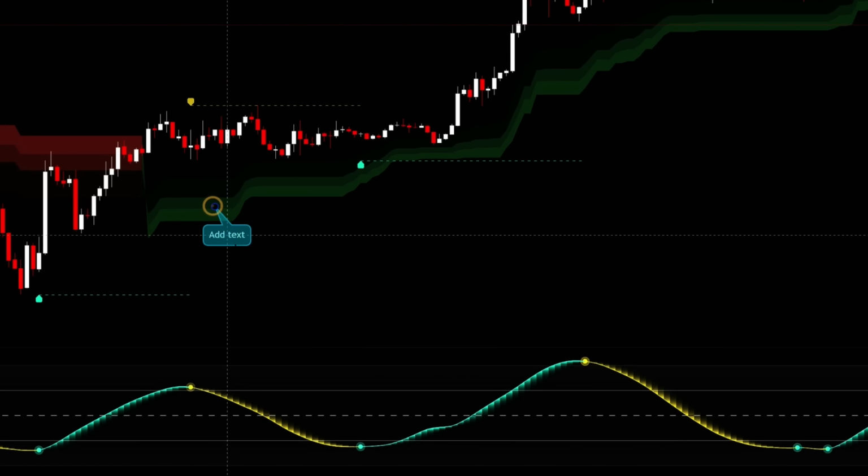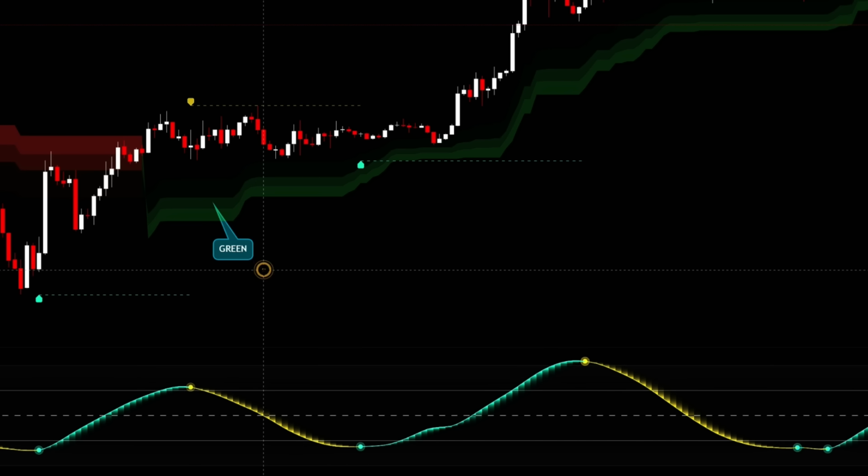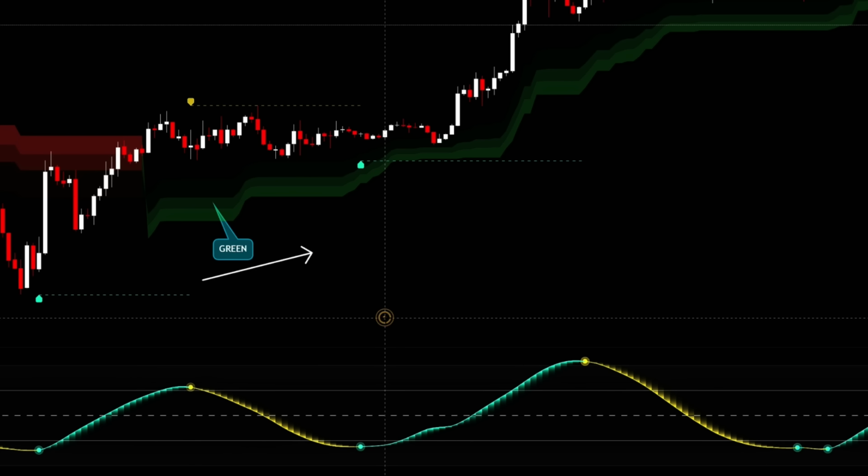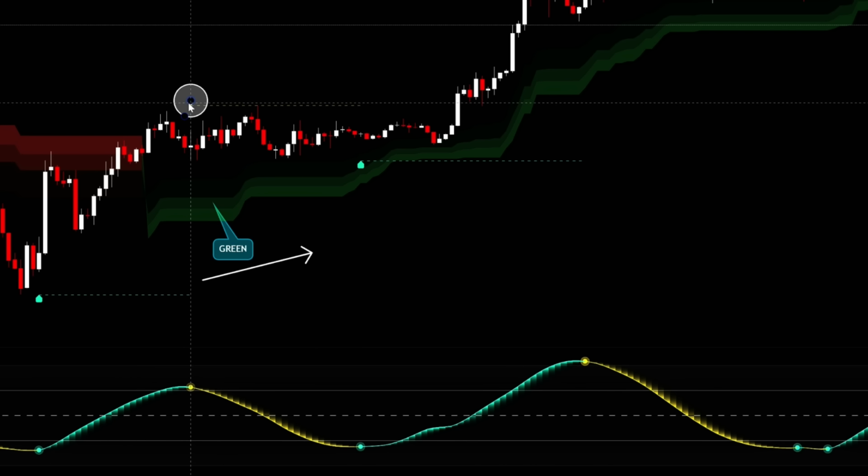Now move forward again on the chart. Eventually, price moves above the ribbon and the ribbon turns green. The market transitions into an uptrend. From this point on, all sell signals are ignored. Bias shifts completely to buys.